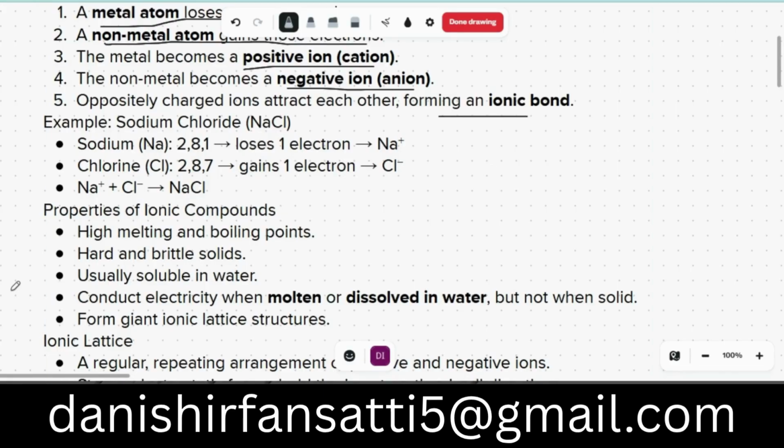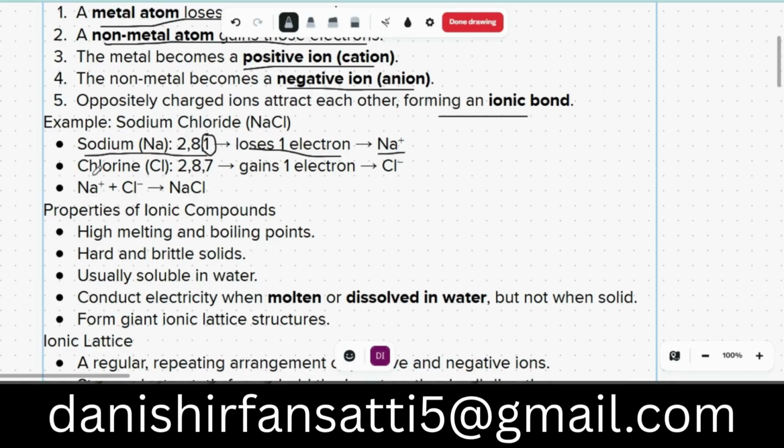Now there is an example of NaCl. What is the electronic configuration of sodium? That is 2, 8 and 1. So it has to lose one electron. It cannot gain 7 electrons, that would be very difficult. So it will lose one electron and it will get the charge of Na plus.